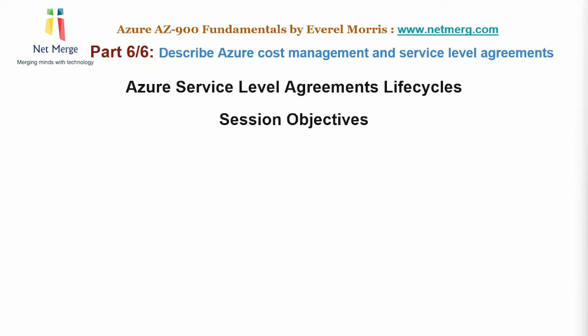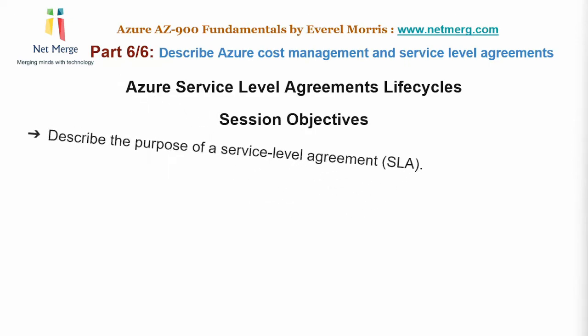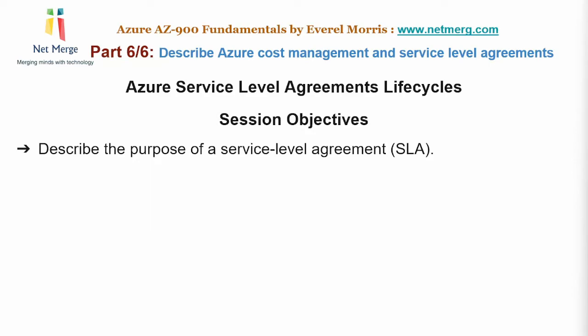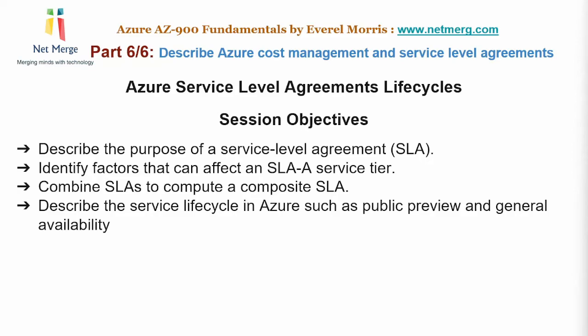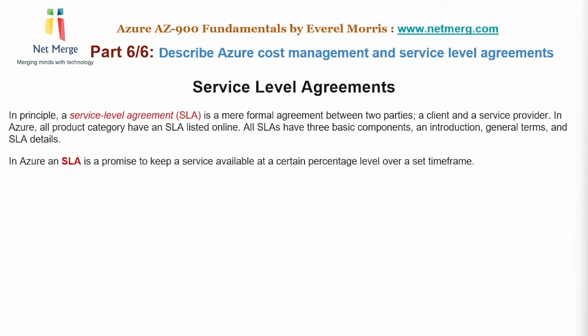Okay, so at this point I'm going to move on, and I am going to look at the service level agreement lifecycle with you. Let's go over the session objectives. First, I'm going to describe the purpose of the service level agreement. We spoke about it briefly a couple of times, the SLA. Then we're going to identify factors that can affect the SLA and tiered servicing. Next, we're going to look at combined SLAs, known as composite SLAs. Then I'm going to describe the life cycle of Azure services, such as public preview and general availability, when to use which, where, and when.